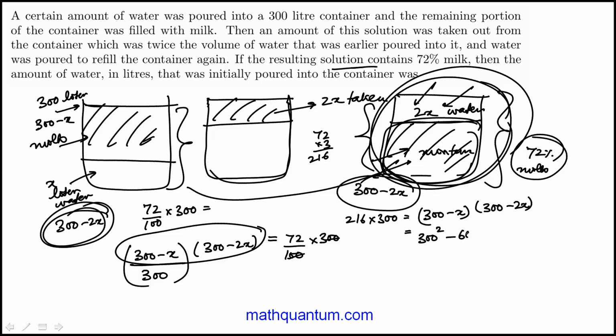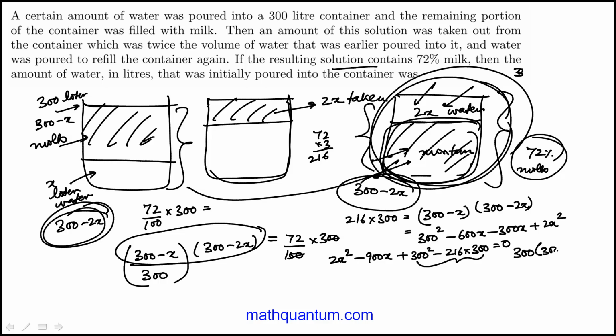300 squared minus 600x minus 300x plus 2x squared. So that becomes 2x squared minus 900x plus 300 squared minus 216 times 300 equal to 0. Here I'll factor out the 300. So it would be 300 minus 216, so that's 84. 84 times 300. And note we can divide by 2, so that would become minus 450x plus 42 times 300.